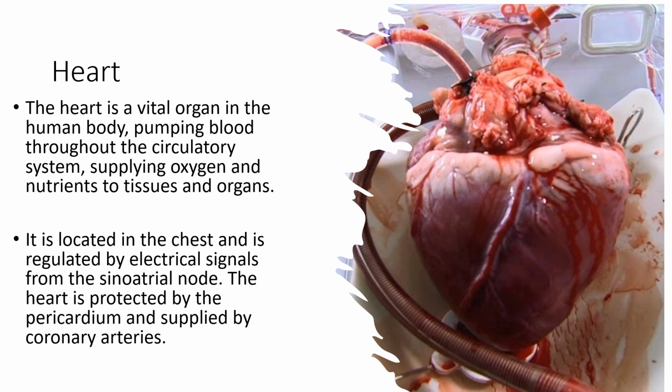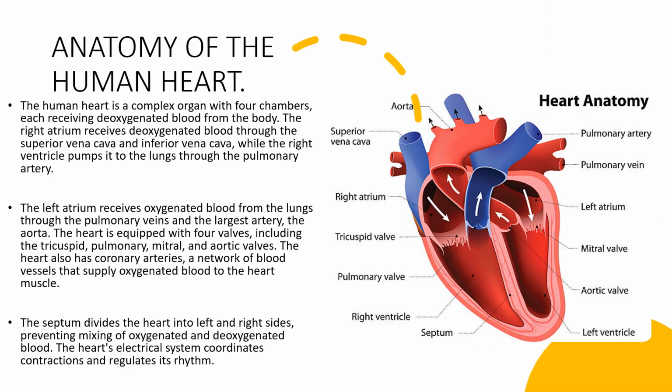So, as we said earlier, the heart is a vital organ in the human body. It pumps blood through the entire body, supplying oxygen and nutrients to various organs, cells, and tissues. Now, in this slide, we are going to be talking about the basic anatomy of the heart. As we all know, the heart is divided into four important parts. The upper part of the heart is called the atria, the right atrium and the left atrium. And the lower chambers are known as the left ventricle and the right ventricle.